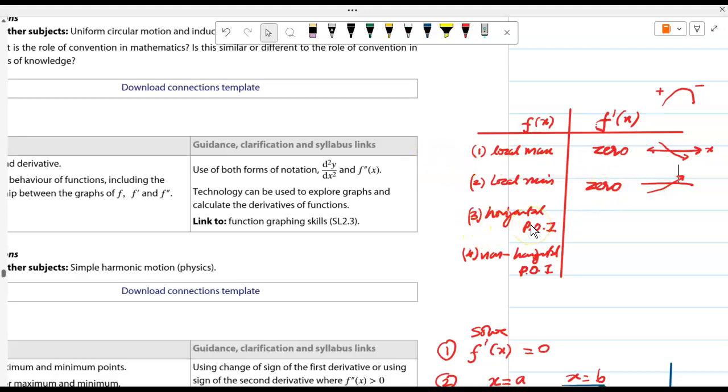Horizontal point of inflection will be the turning point for the graph, and it will touch the x-axis. It will be the turning point for the graph. It will touch the x-axis. I'll show you an example. Don't worry. And what is the non-horizontal point of inflection? So what's the difference between horizontal and non-horizontal?